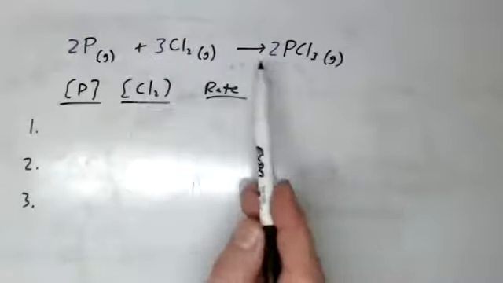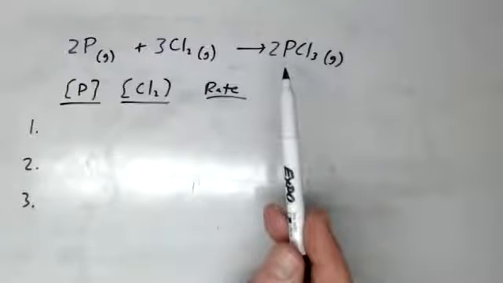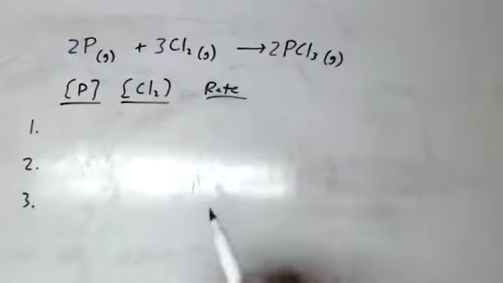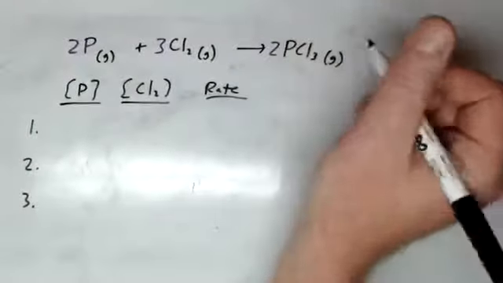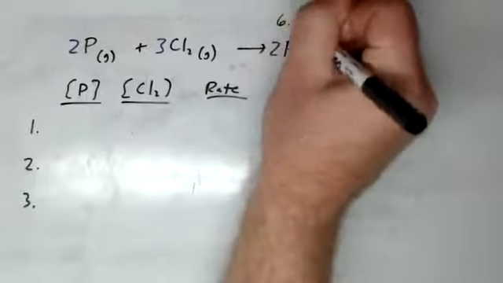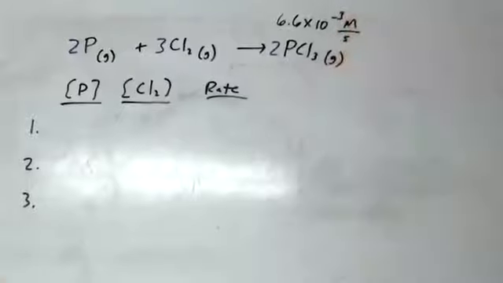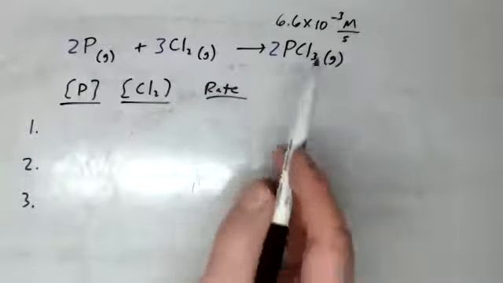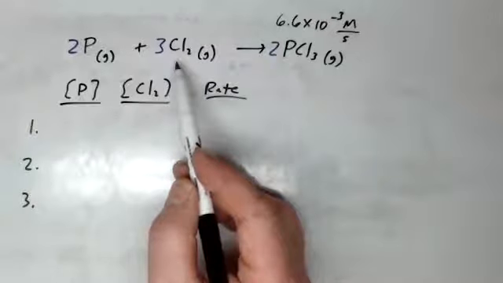Now that we have a more complicated chemical equation up here, we can think in terms of the coefficients in the equation. Let's say, for example, that our PCl3 here is forming at a rate of 6.6 times 10 to the negative 3 molarity per second. Let's just pretend that's our answer. What is the rate of disappearance of Cl2? Who can tell me that?